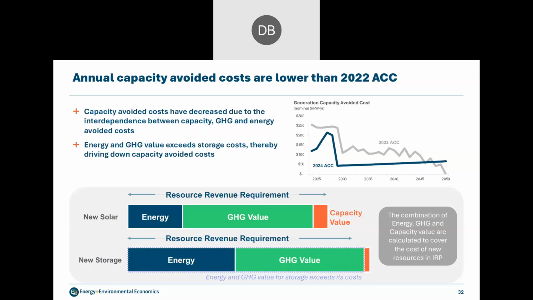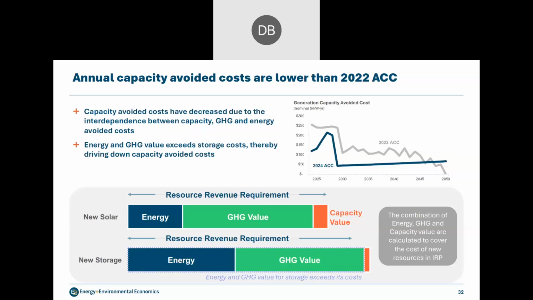In particular, now the 2024 ACC considers the GHG value provided by storage, whereas in the 2022 ACC, we only considered energy and capacity value for the marginal unit of storage. I also want to use the chart below to illustrate one key observation we had while implementing this model.